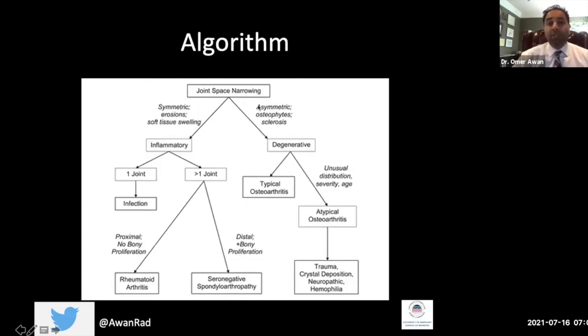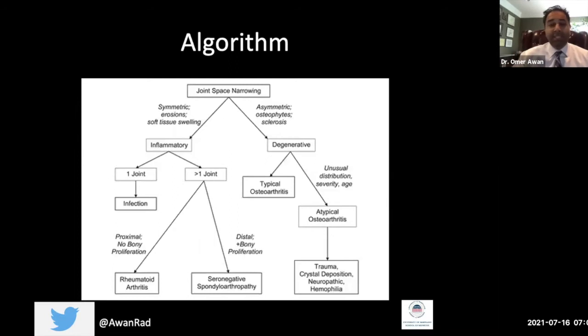So for example, the joint space narrowing tends to be symmetric in inflammatory arthropathy. In rheumatoid arthritis, you get joint space narrowing of the entire joint. That's what we mean by axial joint space loss in the hip, right? Whereas in degenerative arthritis, it's going to be asymmetric. For example, in osteoarthritis, the joint space narrowing of the hip is really only going to be superior lateral. It's not going to involve the entire circumference of the joint, right?